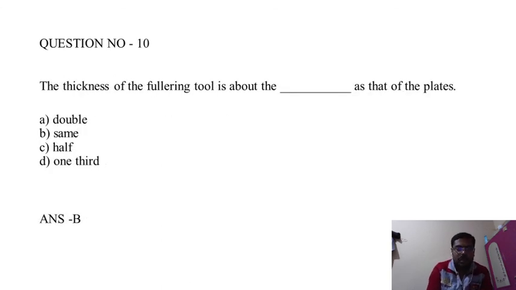So last question, question number 10. The thickness of the fullering tool is about the dash as that of the plates. Option A, double. Option B, same. Option C, half. Option D, one third. Choose your correct answers.